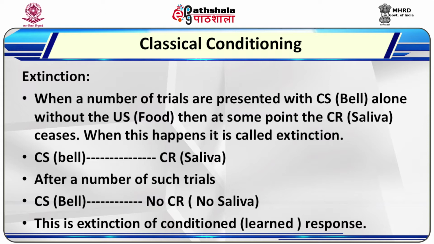Extinction. After conditioning is established, it can be unconditioned, that is extinguished by following procedure. The number of trials are presented with CS alone without being paired with US. After a few trials with CS alone, the CR will not be given by the organism. Thus, no CR at the presentation of CS is called extinction. In the experiment on dog, after the bell, that is the CS, is presented, the dog salivates, that is CR, and then if the experimenter continues the trials with bell alone, then after a few trials, the response of salivation will stop at the ringing of the bell. This is extinction.